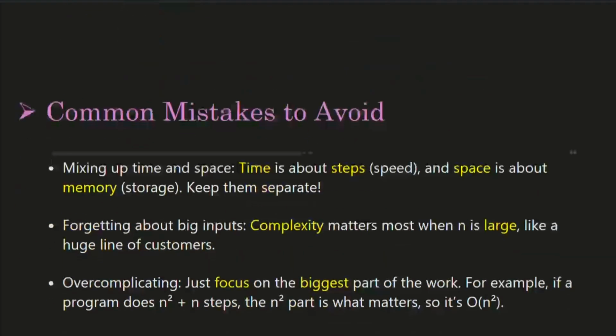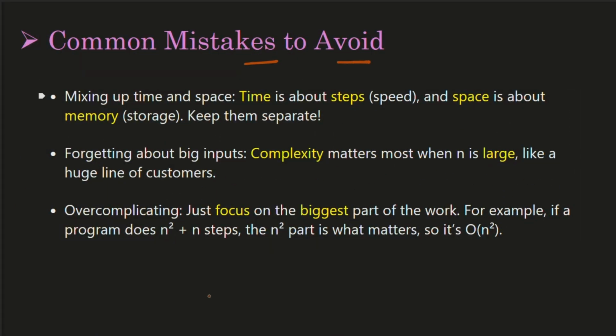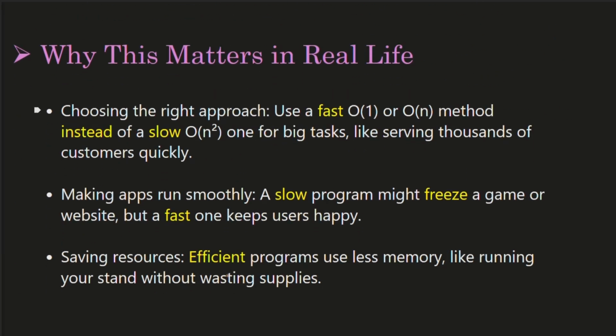Common mistakes to avoid. Mixing up time and space. Time is about steps, speed, and space is about memory, storage. Keep them separate. Forgetting about big inputs. Complexity matters most when n is large, like a huge line of customers. Overcomplicating. Just focus on the biggest part of the work. For example, if a program does n squared plus n steps, the n squared part is what matters, so it's O of n squared.